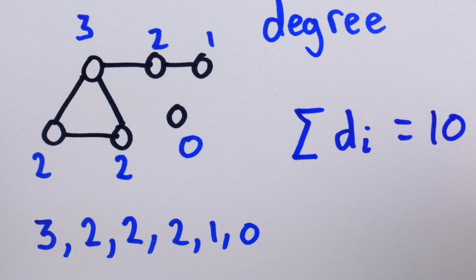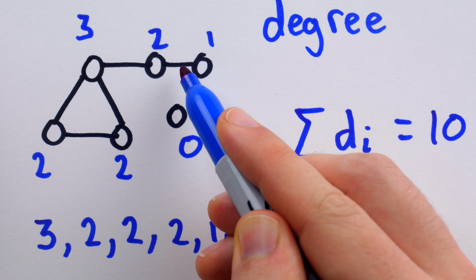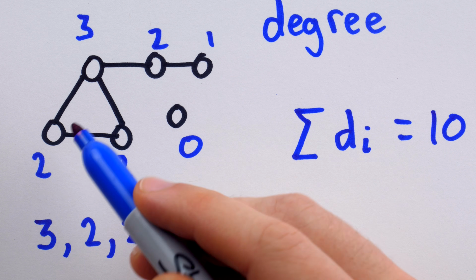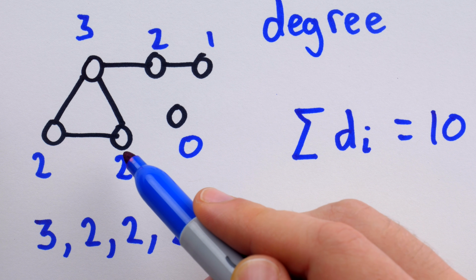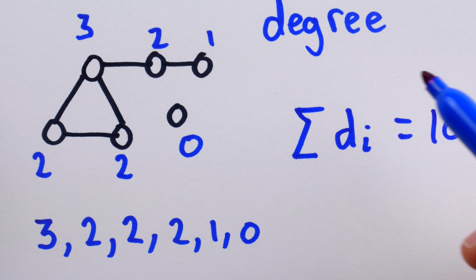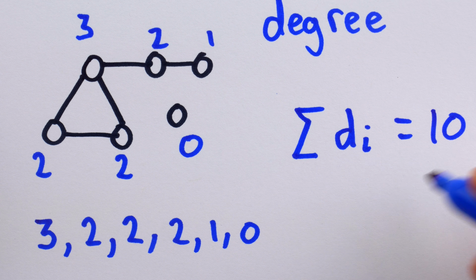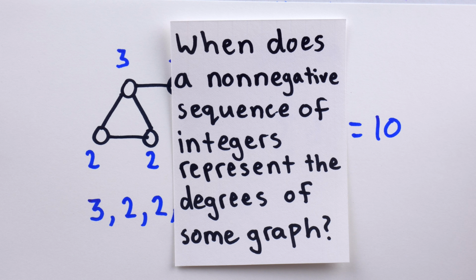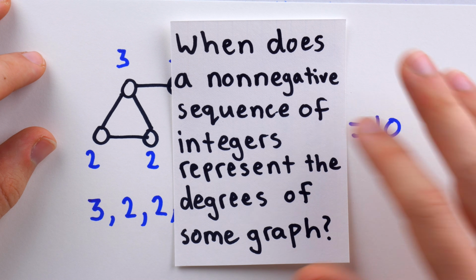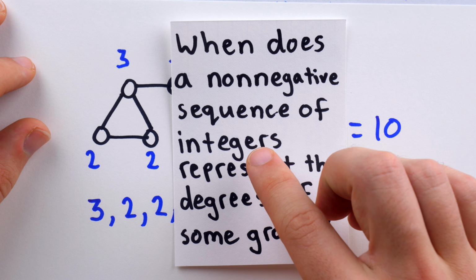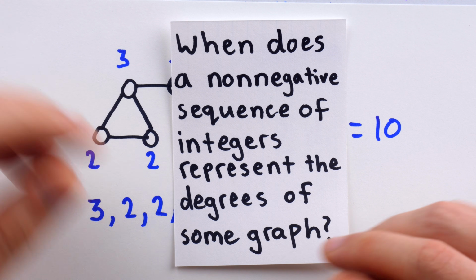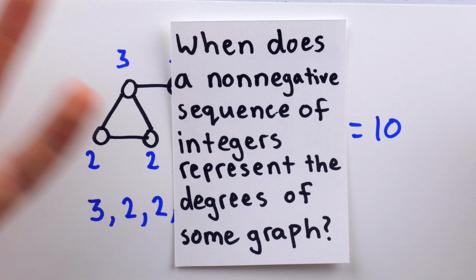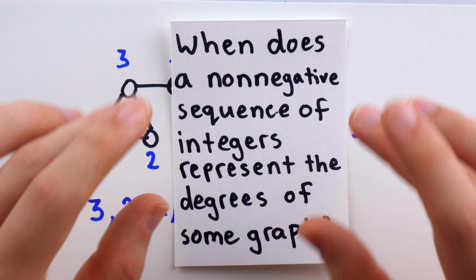That should make sense because every edge is touching two vertices, and thus every edge will contribute 2 to the sum of the degrees. So when you add up the degrees of the vertices of a graph, you'll always get an even number. Certainly, every graph has a degree sequence of non-negative integers, but it can't be the case that every non-negative sequence of integers could represent the degrees of the vertices of some graph. So when is this the case?